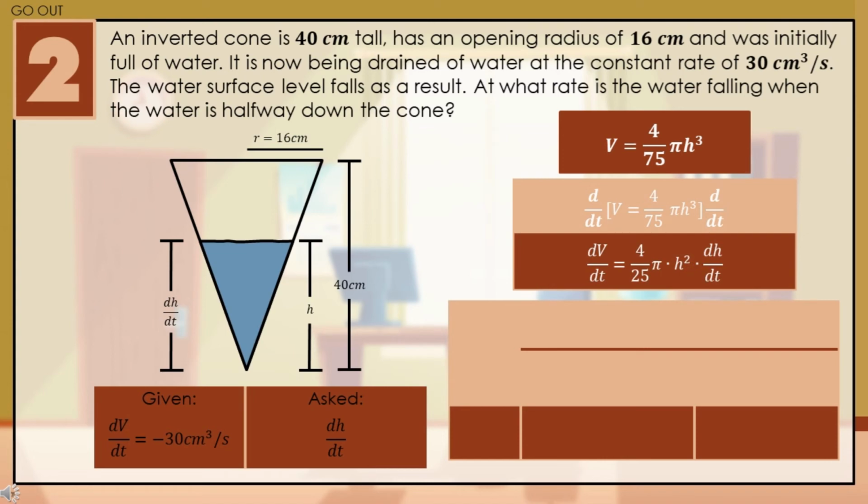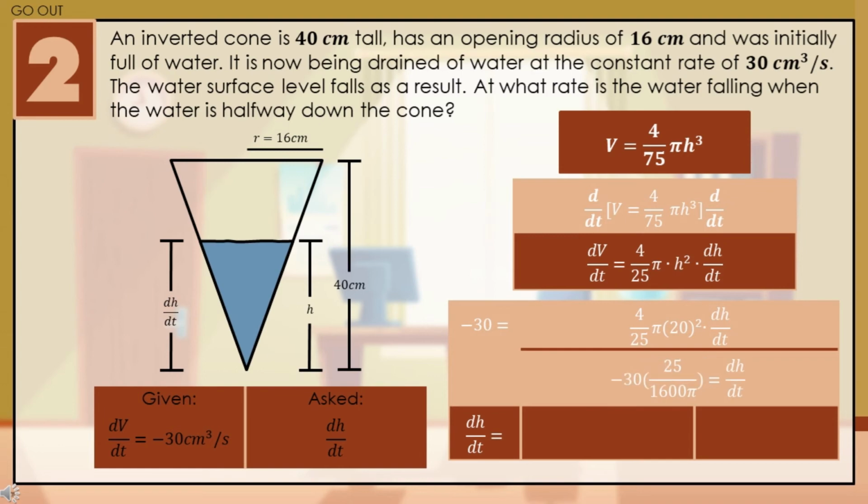We can now move to substituting the values. dV over dt becomes negative 30 and h becomes 20. Let's simplify 20 squared and we will get 400. Now we can actually multiply 400 by the numerator of the fraction, and we will get a much simplified equation, 1600 pi over 25.